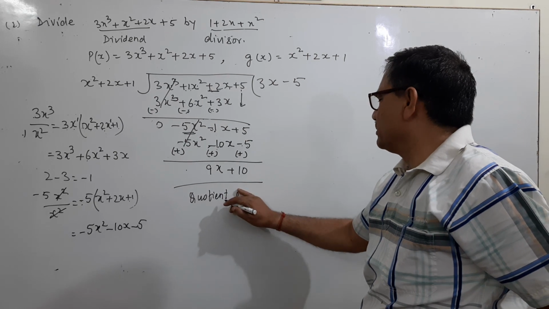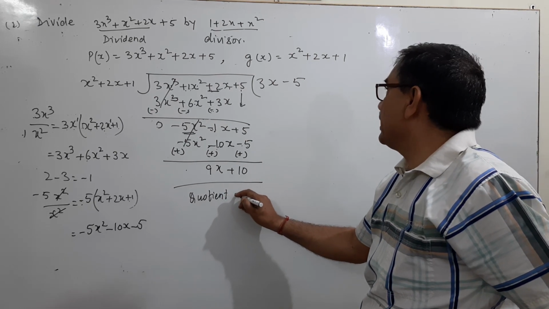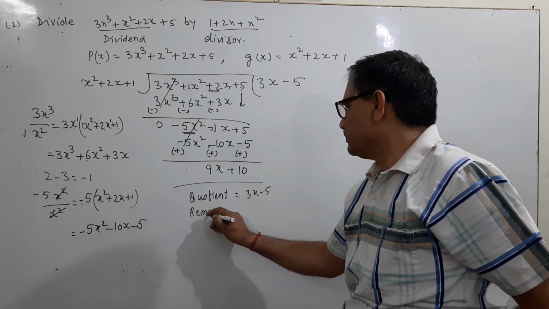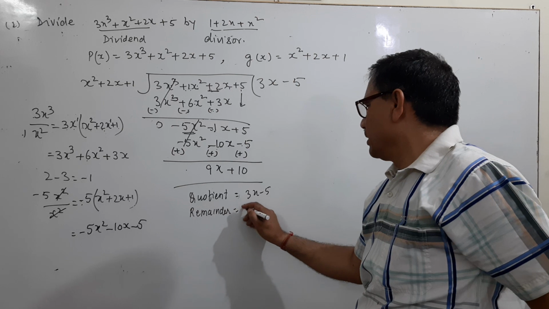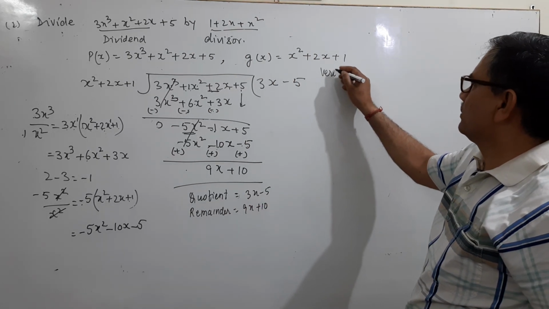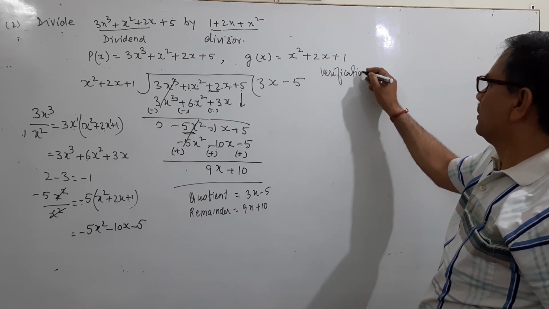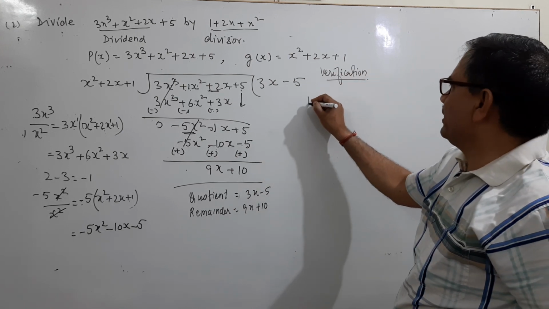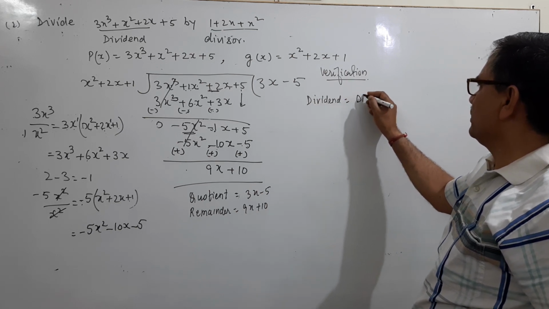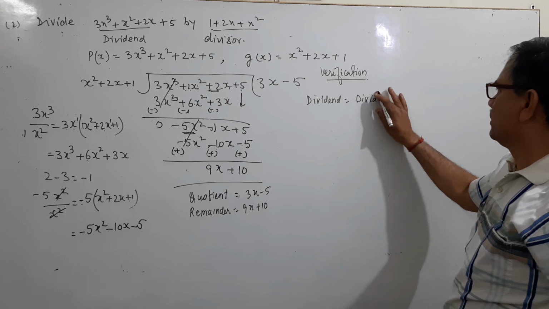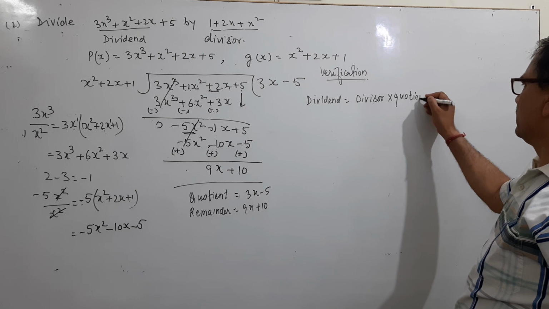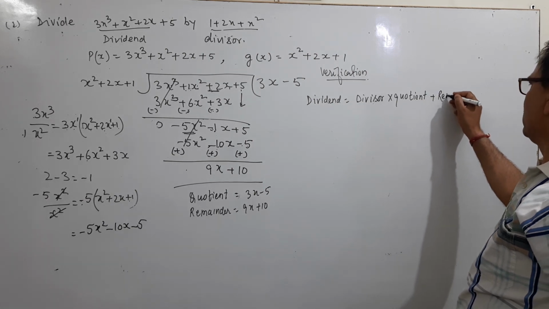Then quotient is equal to, quotient generally we write qx, 3x minus 5 and remainder is equal to 9x plus 10. Now we have to verify. Now verification. First, dividend is equal to divisor multiply quotient plus remainder.